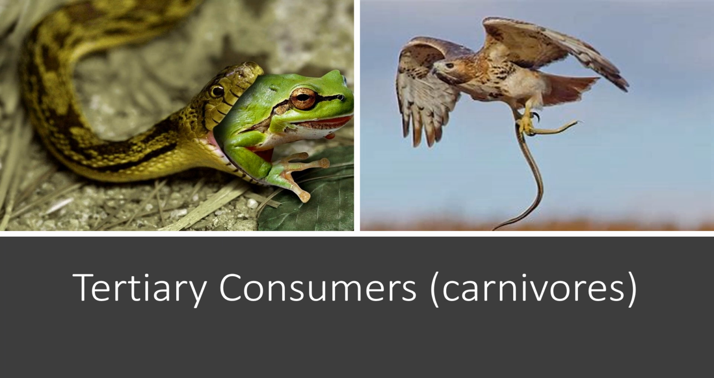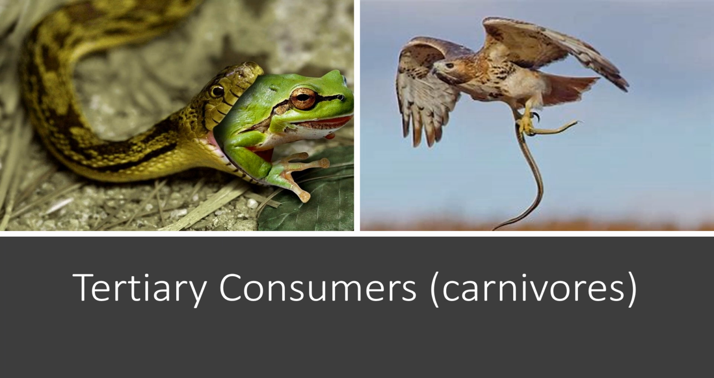Next, we have the tertiary consumers. This is another level of carnivores. Typically, this is the peak of the chain, where the carnivores with no natural enemies are characterized. So the example we have here is the snake eating the frog from the secondary consumer level. But we also have the hawk, which would eat the snake. But it seems that the chain kind of ends at the hawk, but that's not quite right.